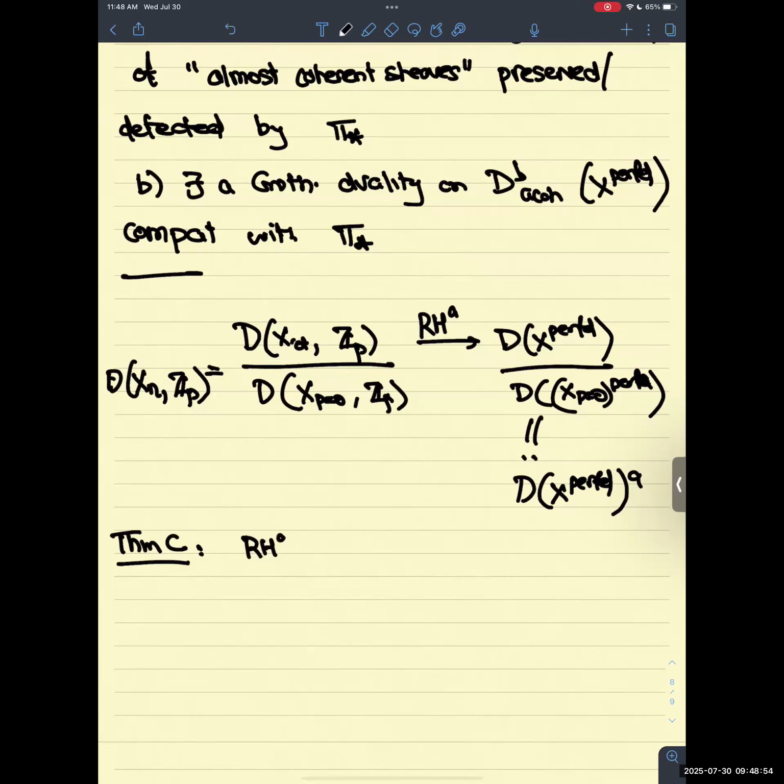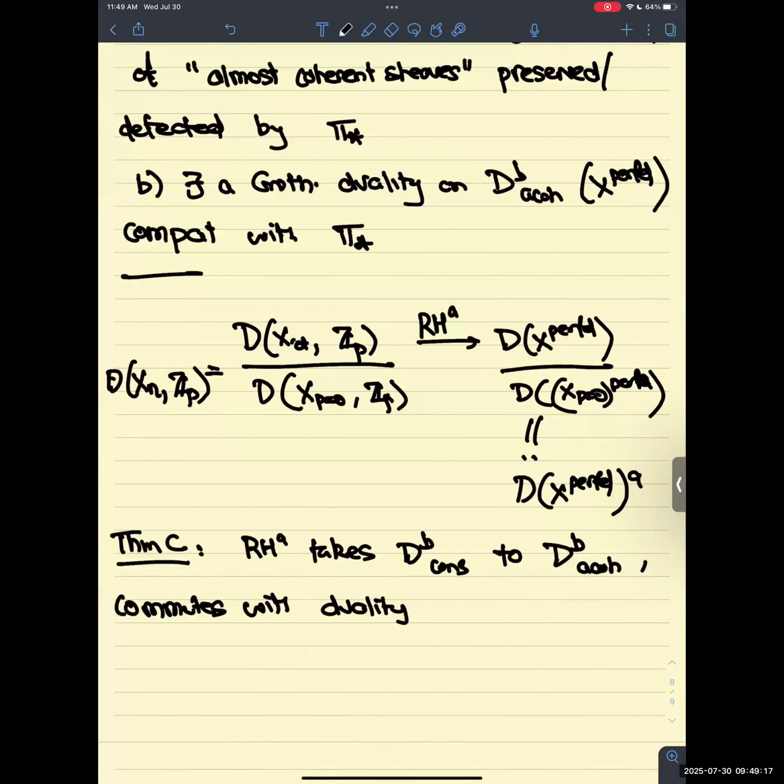So this almost version of RH takes constructible sheaves to almost coherent sheaves. So it preserves your finiteness condition. And commutes with duality. So on the constructible side, there is something called Verdier duality, which is classical duality for sheaves on a manifold generalized to this context. On the right-hand side, I have this notion of duality that I just told you about, Grothendieck duality. And this functor is compatible with those notions. And it has good t-exactness properties for certain t-structures.